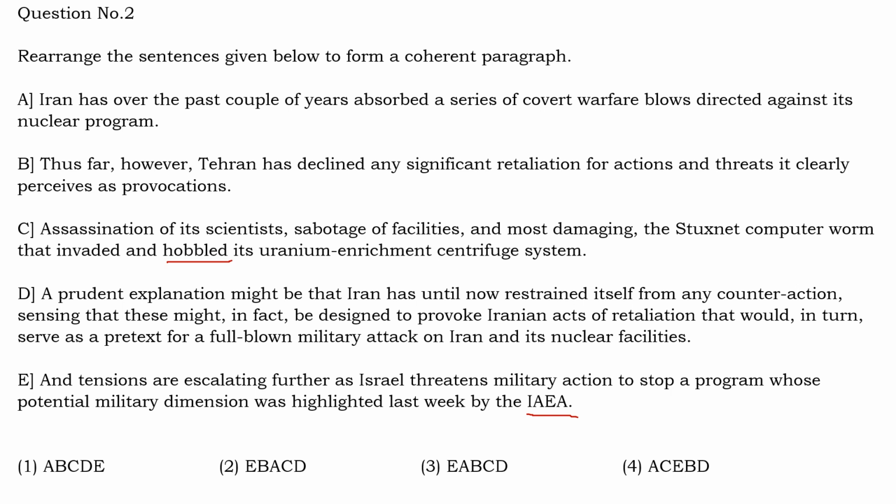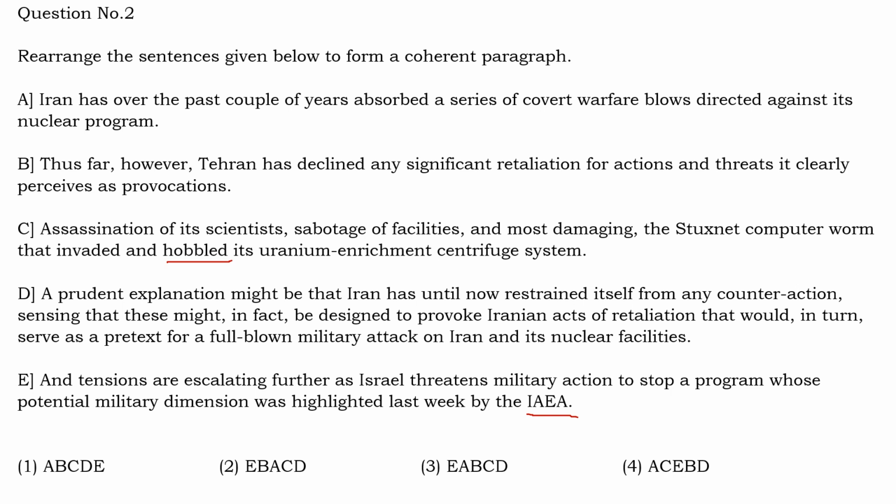So Iran knows that if they retaliate for this kind of open attacks against its nuclear program, then that retaliation will be taken as an excuse for a full-blown military attack against Iran and its nuclear program. So these are the things given. So this is a very simple para jumble. Once you understand it, the answer can be very easily found.